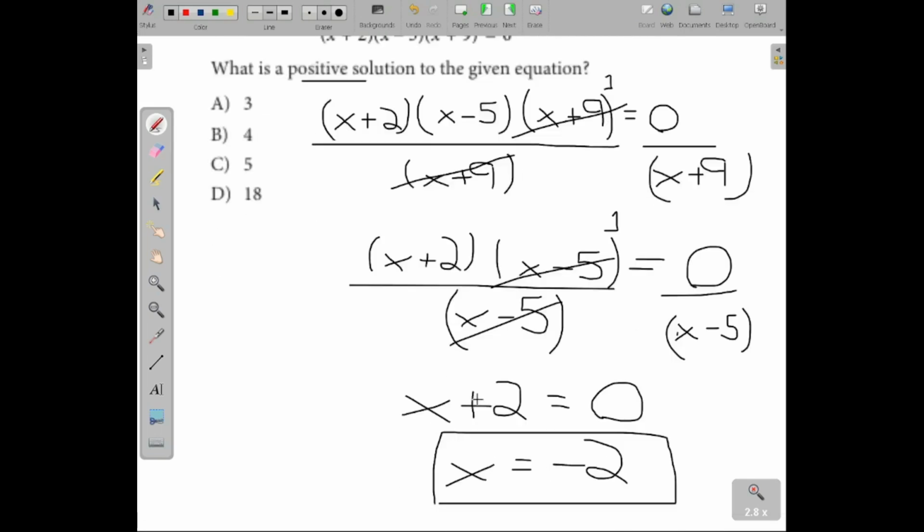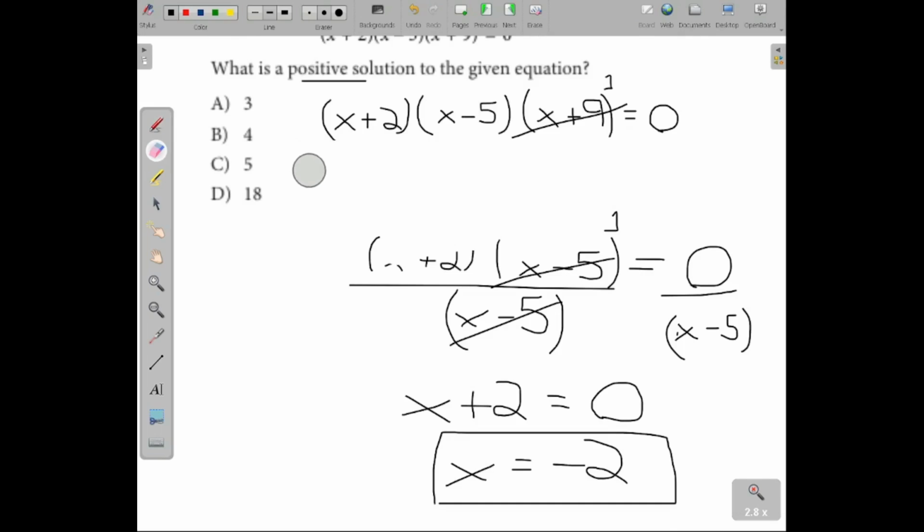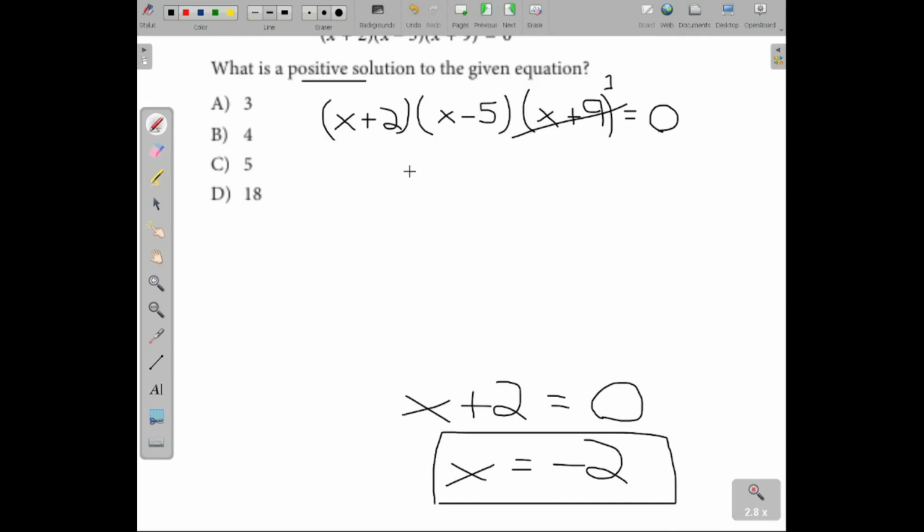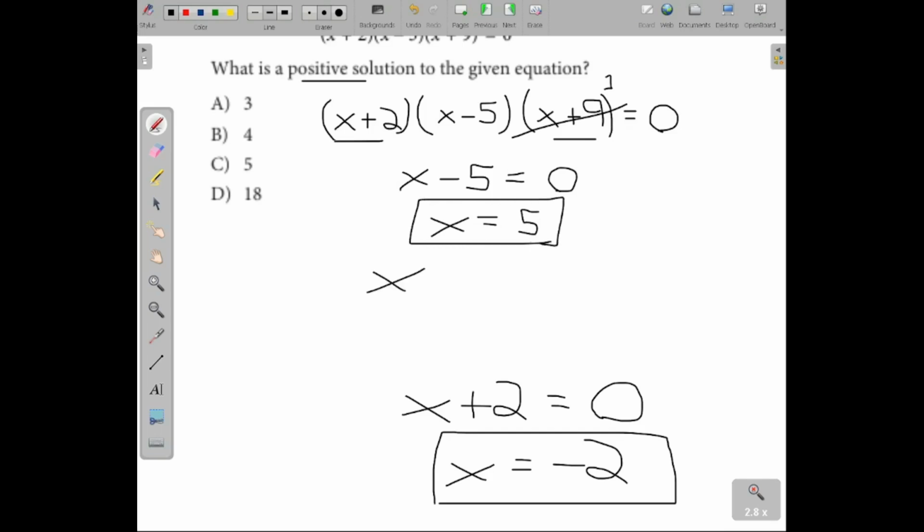That's one value of x. The short way of finding all the values of x: the other one could be x minus 5 equal to 0, because one of these two parentheses will become 0, and therefore x will be equal to 5. That's the second value of x, and we can get one more, x plus 9 equal to 0. x will be equal to negative 9. That's the last value of x.